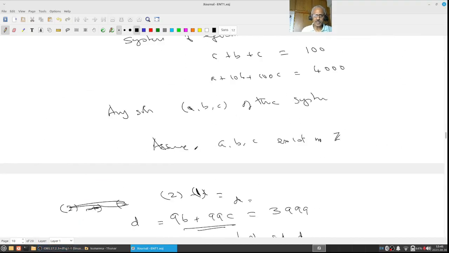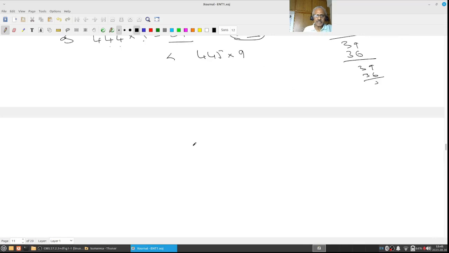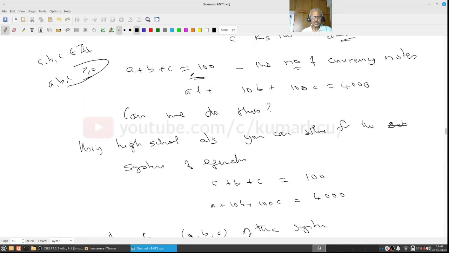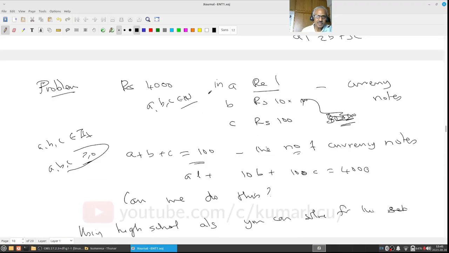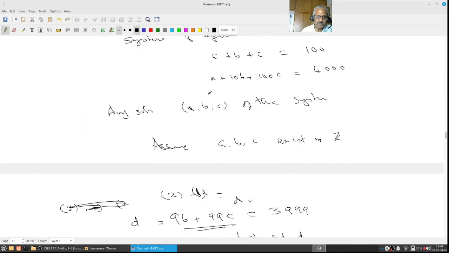Okay, think about this problem. My purpose was that I cannot solve this, even if I allow ABC to be negative. That's the point I'm trying to say. Okay, what does that mean? You have to understand what you mean by A is negative, B and C are positive, etc. You can understand. But I don't want to get into that. But try to go through this.